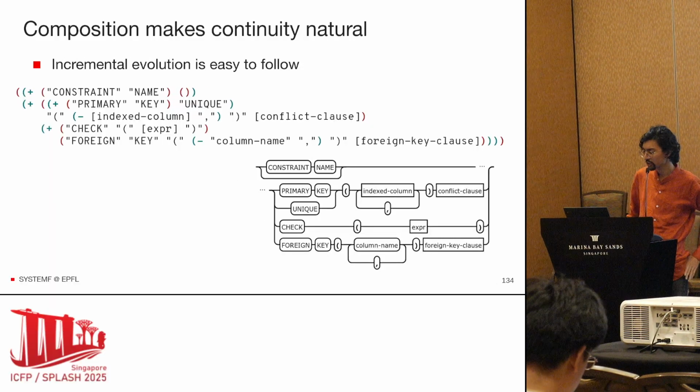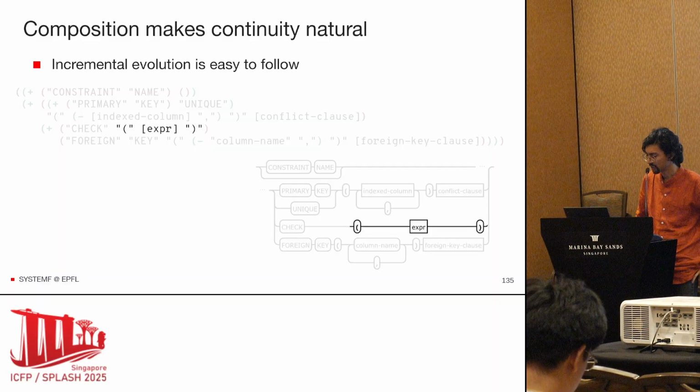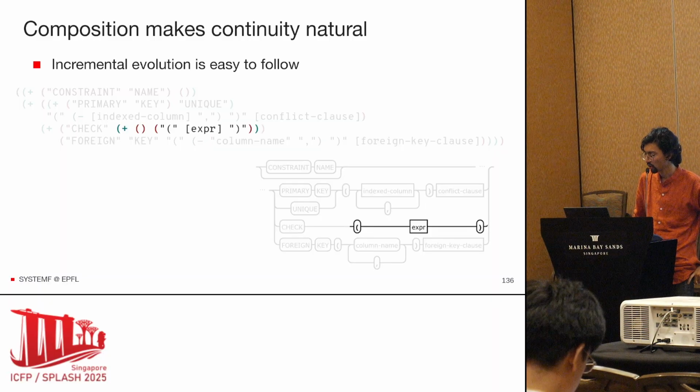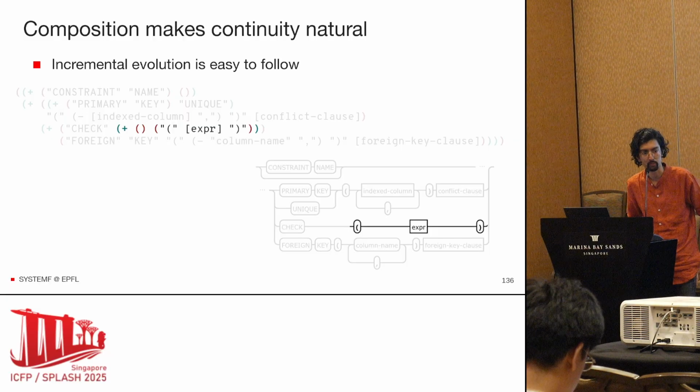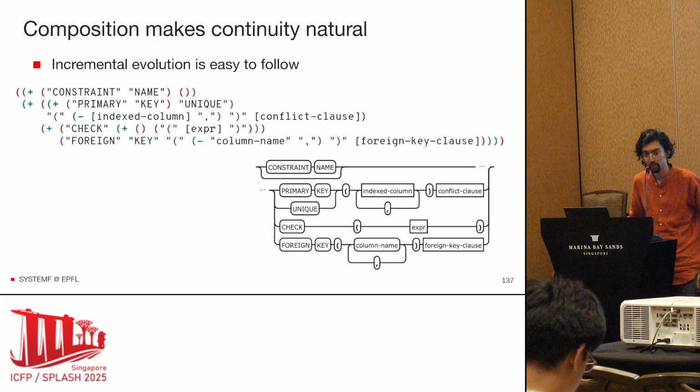As for continuity, suppose I wanted to replace the expression part with making it optional. So I add a disjunction with one branch that's optional and the other branch that's what it used to be before. Watch what happens to the diagram.